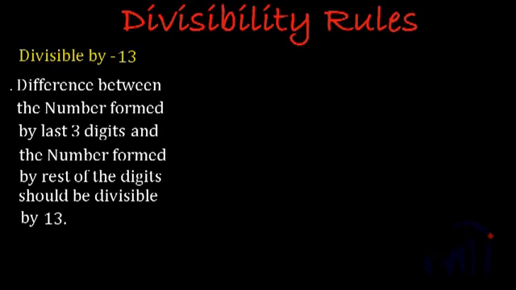Hi, so today in the series of divisibility rules, we are going to learn the divisibility rule of 13. The rule statement says, the difference between the number formed by the last three digits and the number formed by the rest of the digits should be divisible by 13. Yes, does it remind you of any other divisibility rule? Yes, it is very much the same as the divisibility rule of 7, right?